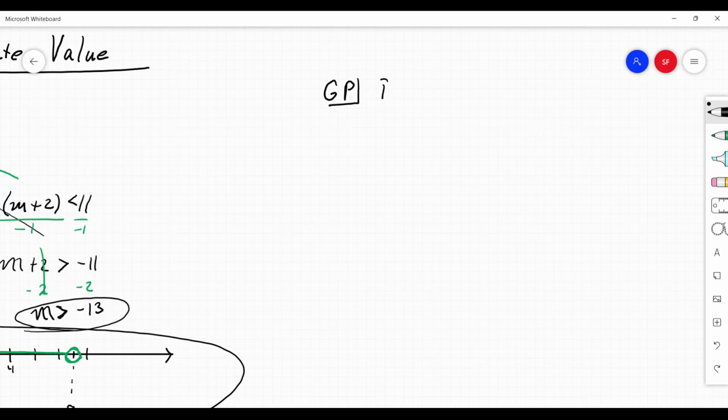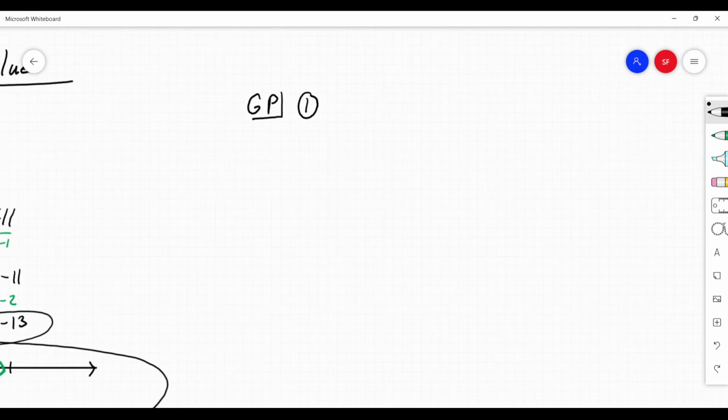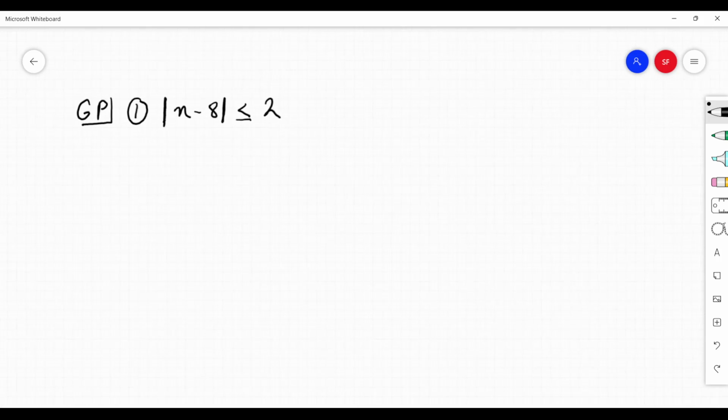Okay, practice 1 is the absolute value of n minus 8 is less than or equal to 2. And GP number 2.